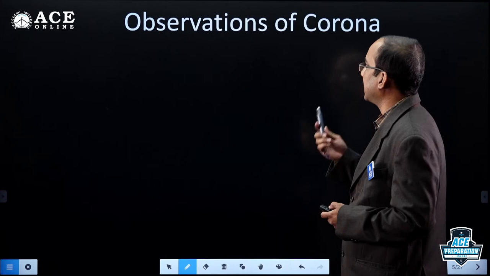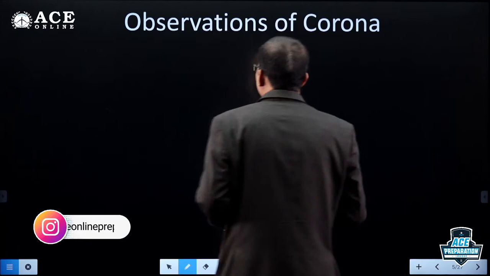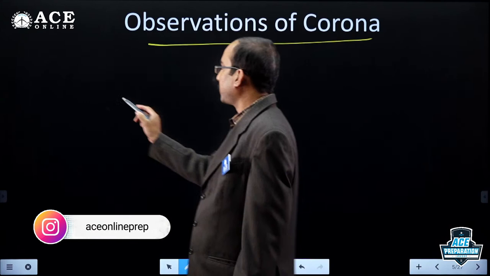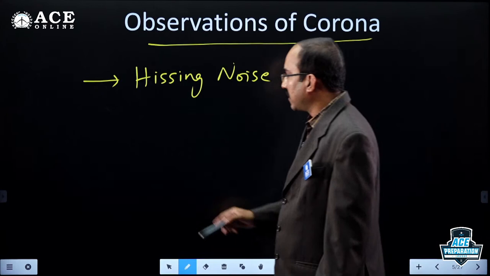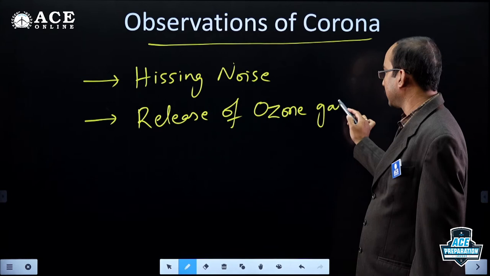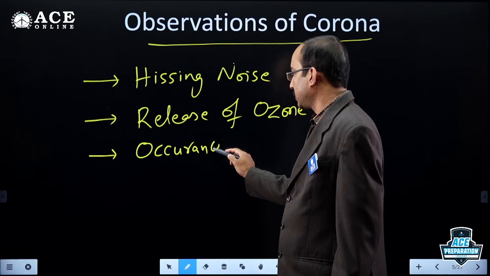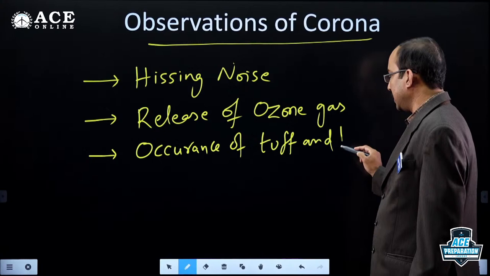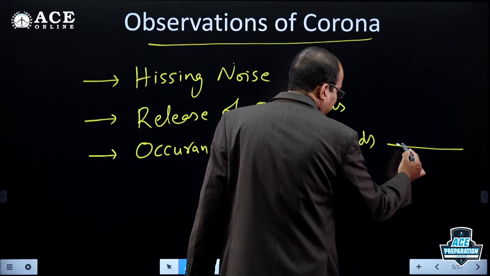What are the observations that you can make whenever the corona is taking place? Whenever there is occurrence of corona in a transmission line, we can observe a hissing noise, and there will be release of ozone gas, and there will be occurrence of tufts and birds. Whenever there is corona taking place on the conductor, that is, corona is only on the surface of the conductor, there may be occurrence of what? Tufts and birds, like this.